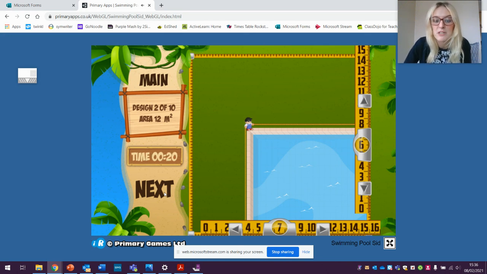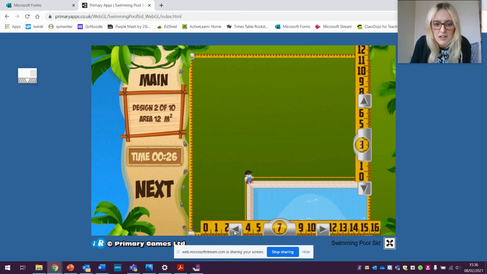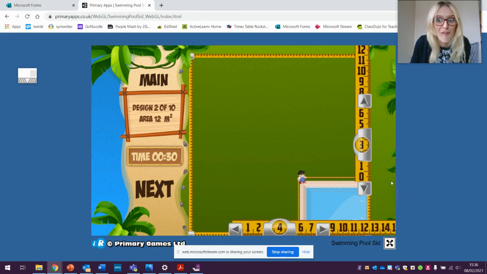Okay. If I want it 12, I've got to think of two numbers that multiply together to make 12. 3 times, what am I going to say? 4. 3 times 4 is 12. That's our swimming pool. Okay, it's slightly easier doing the area. So that is all of your learning. Lots of area work to be getting on with. Well done.